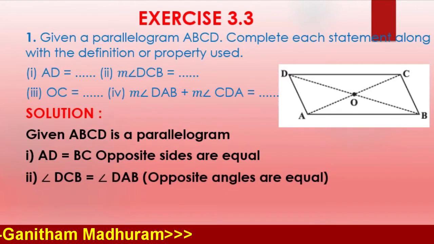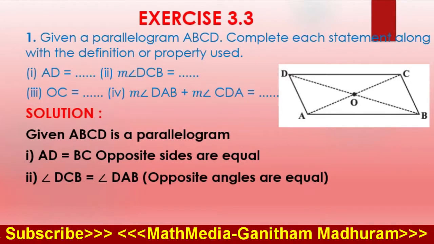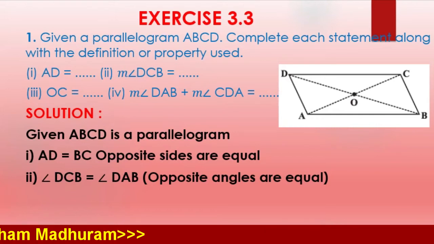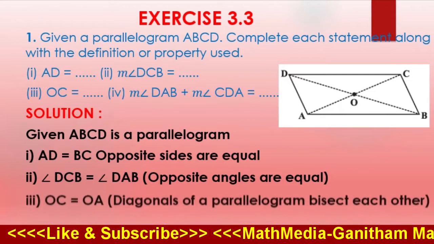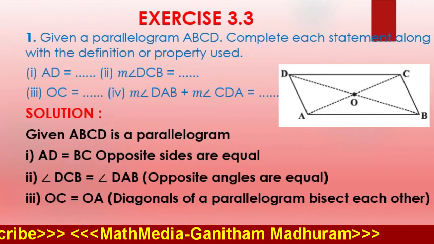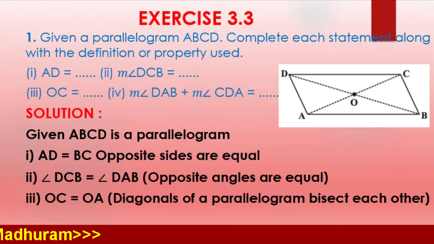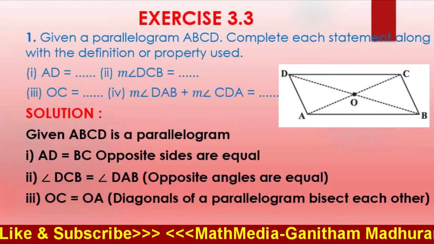Measure angle DCB equal to dash. Measure angle DCB equal to measure angle DAB. Reason: opposite angles of a parallelogram are equal. Third one, OC equal to dash. OC equal to OA. Diagonals of a parallelogram bisect each other.